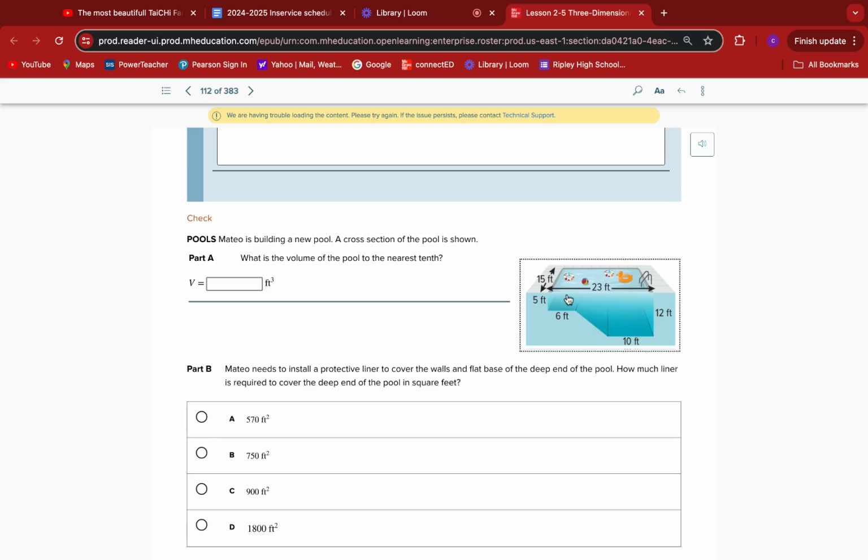Find the volume, find the volume, find the volume, add them all together. All right. So it looks like we're going to end up with 3,142.5.